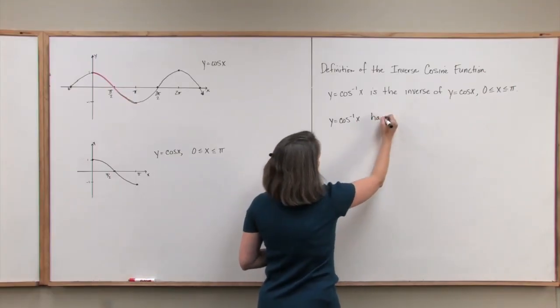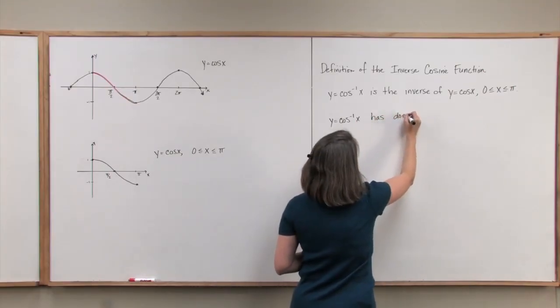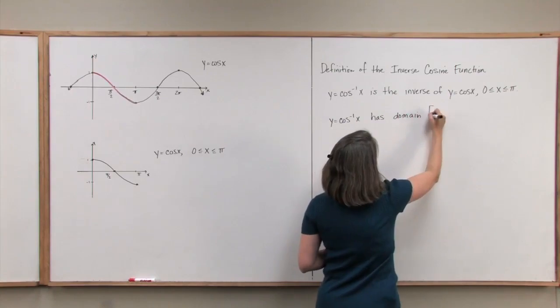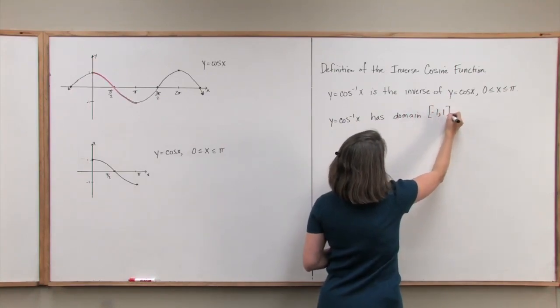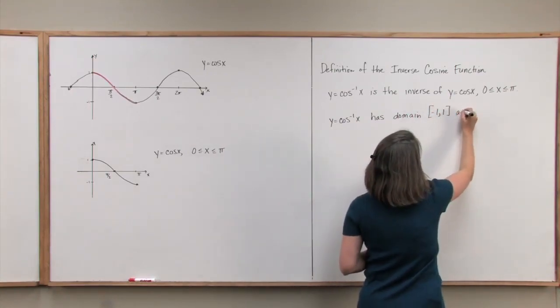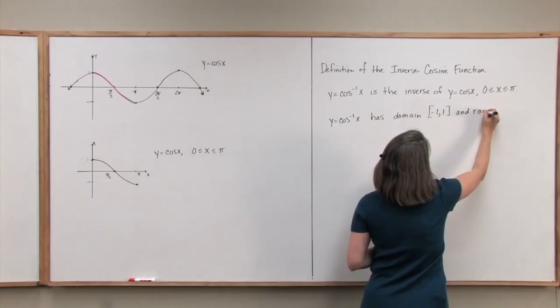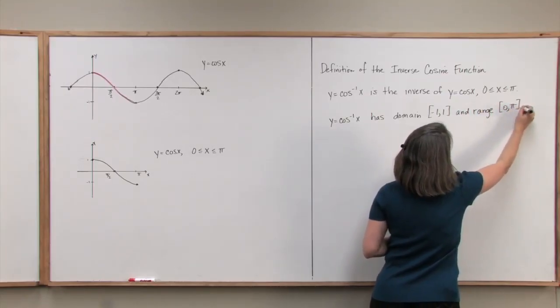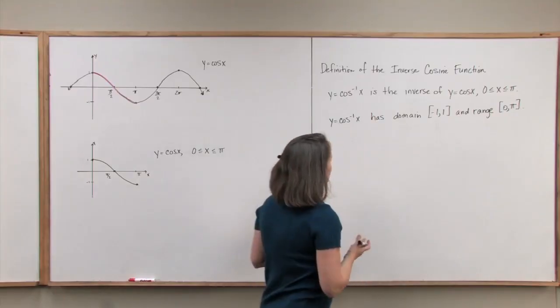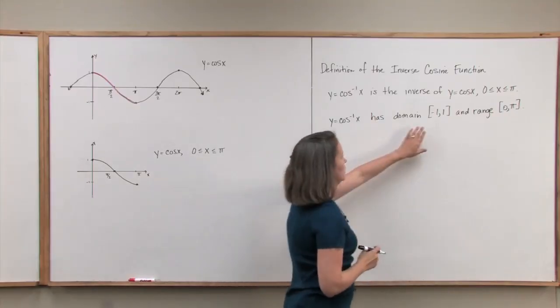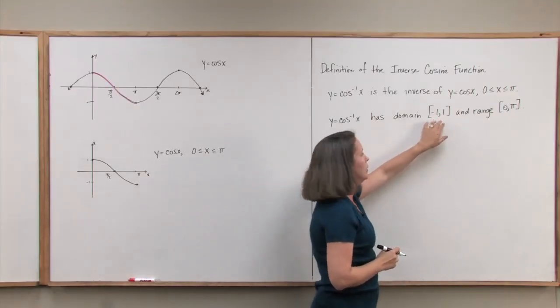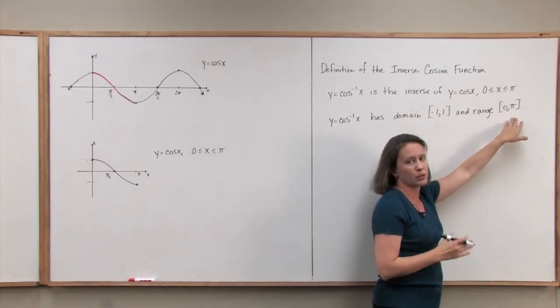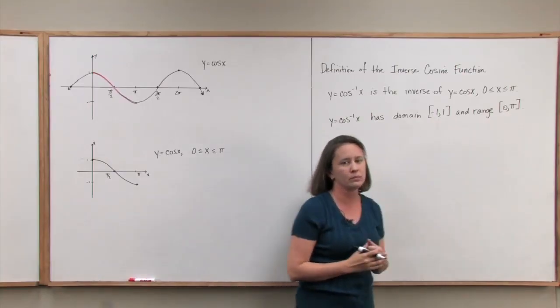The inverse cosine function has domain negative 1 to 1, again a closed interval, and range the closed interval from 0 to pi. So this inverse cosine function will take in a real number from this interval and give us back an angle in the closed interval 0 to pi.